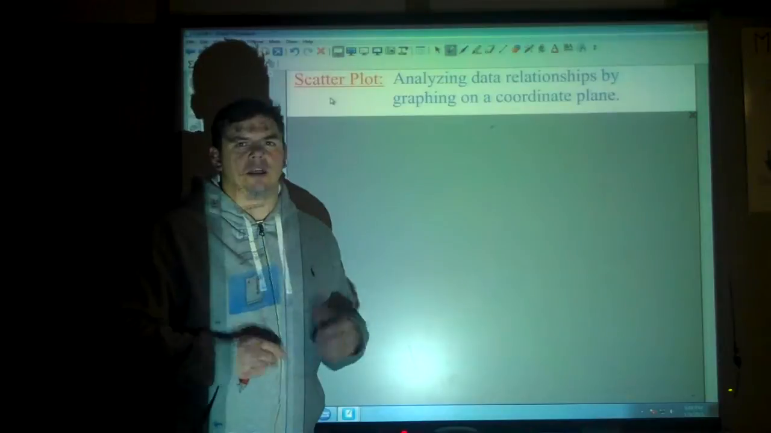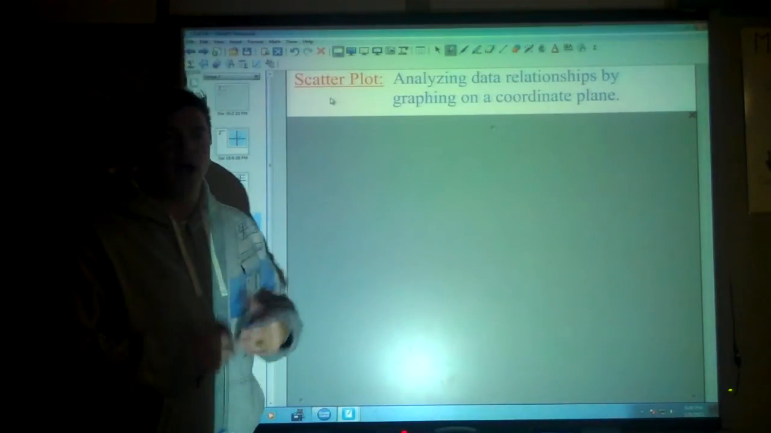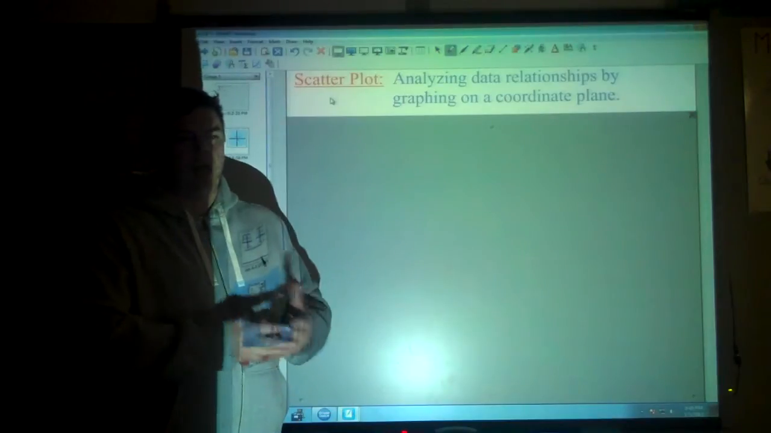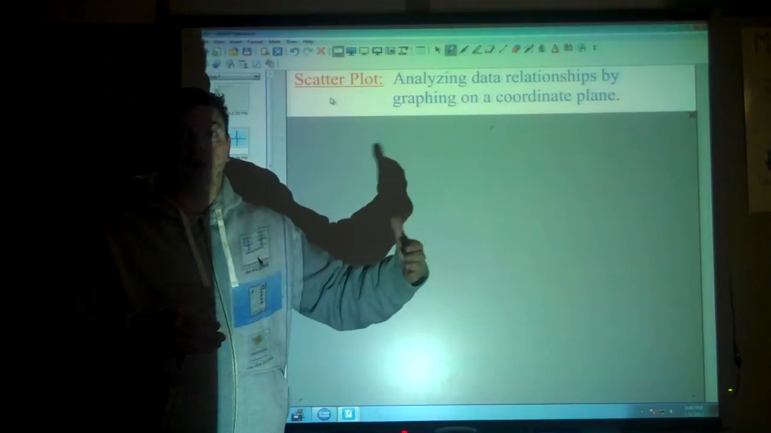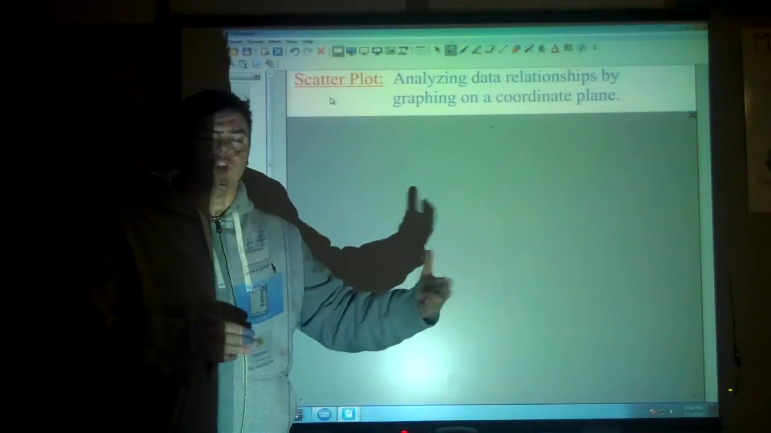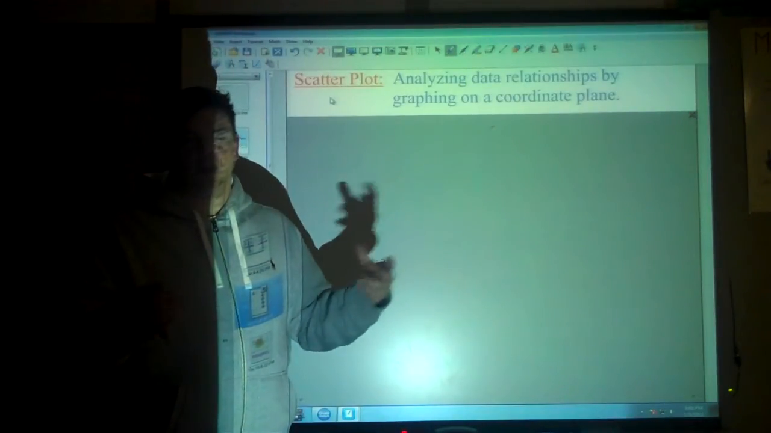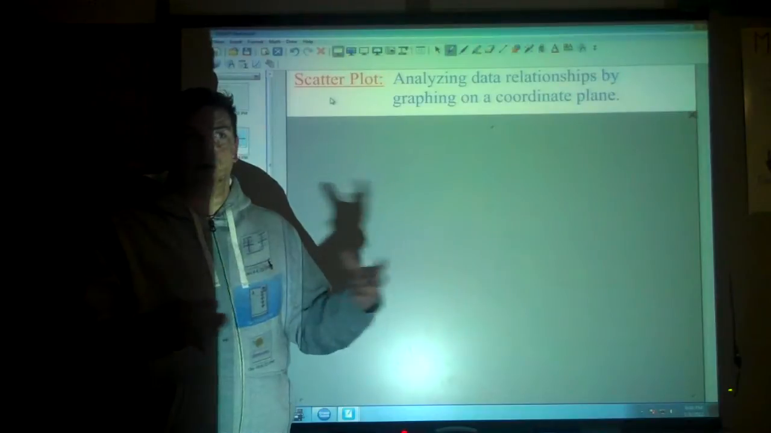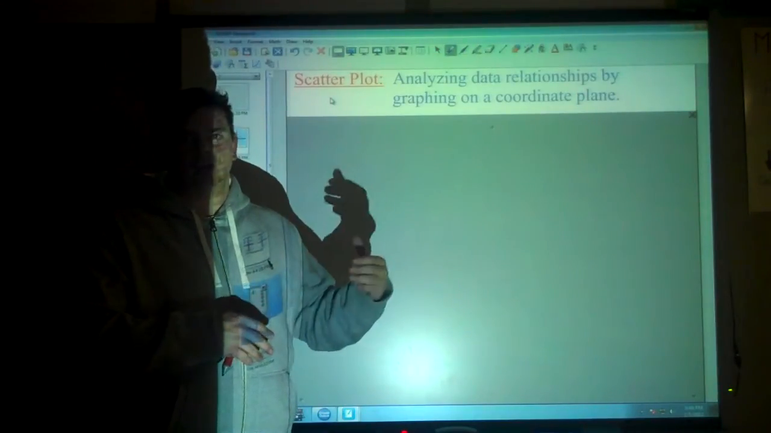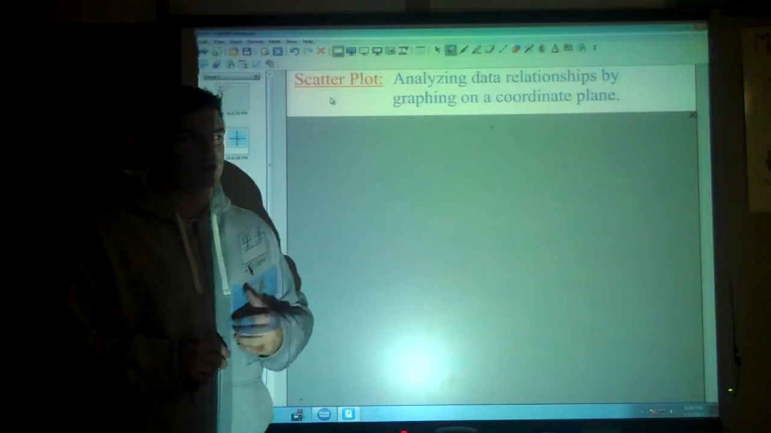Some relationships that you might think about. For one, as time continues and you have a newborn child, as time progresses, that child is most likely going to grow. So as time goes up, the child's size goes up. Now that won't happen forever, but at some point there is usually a positive relationship between the size of the child and the time that's taking place.